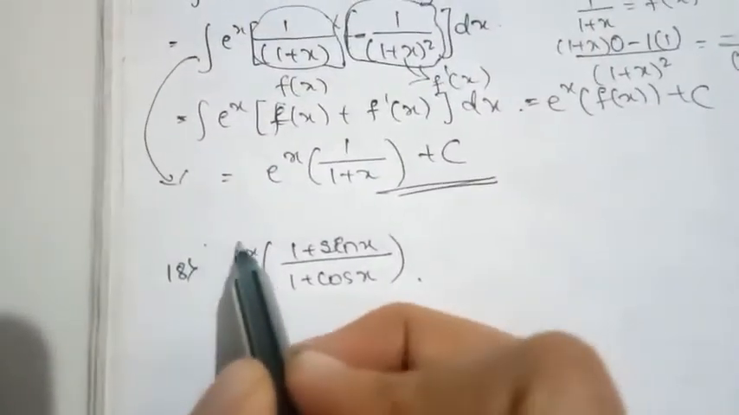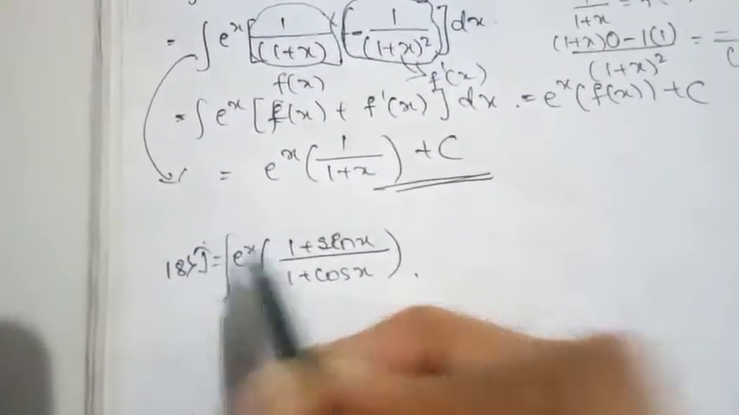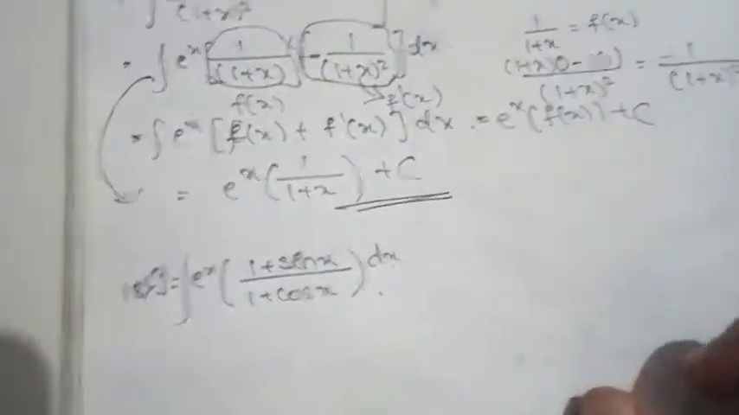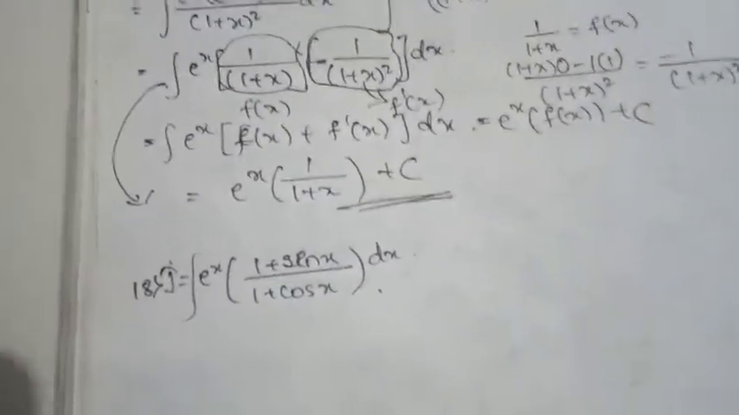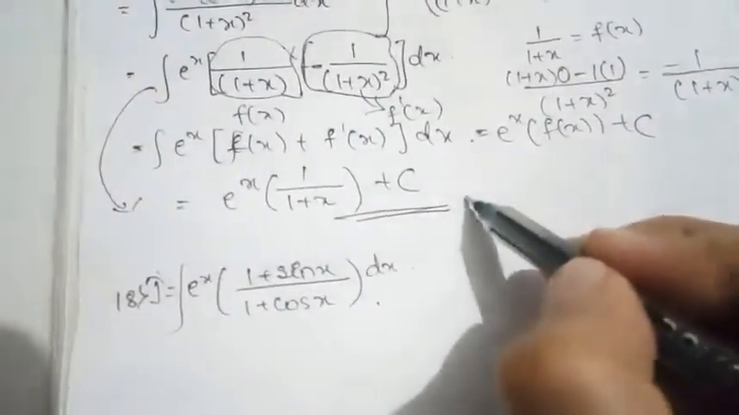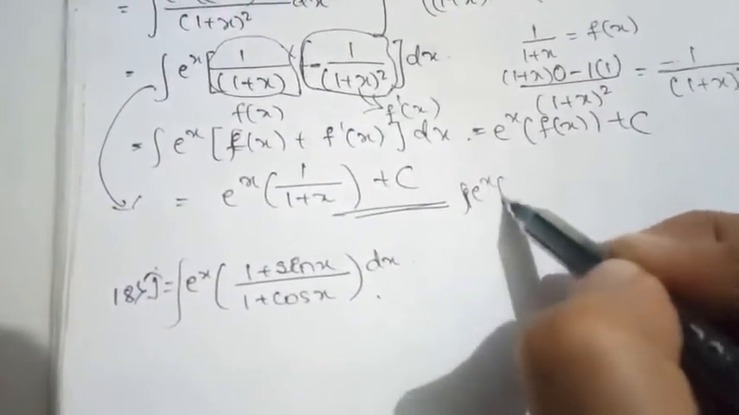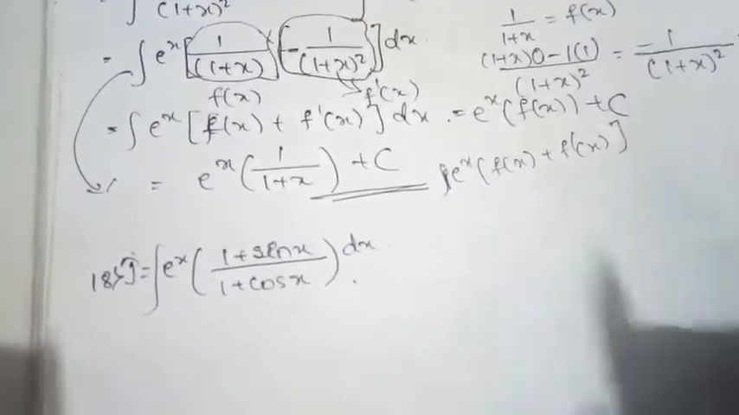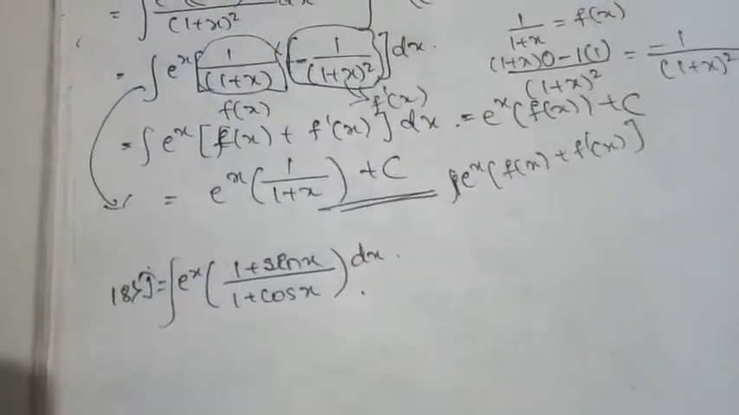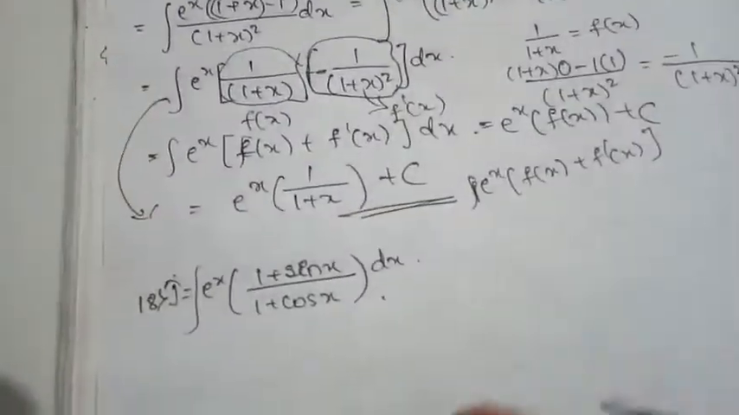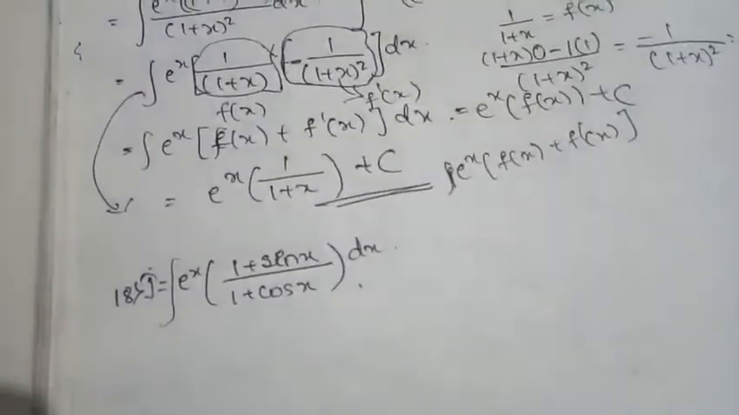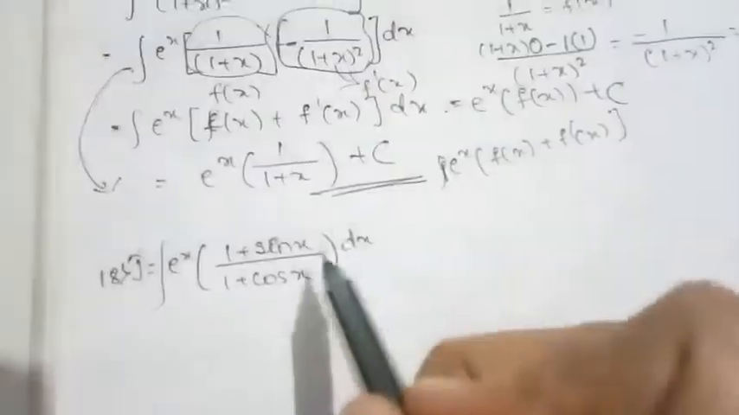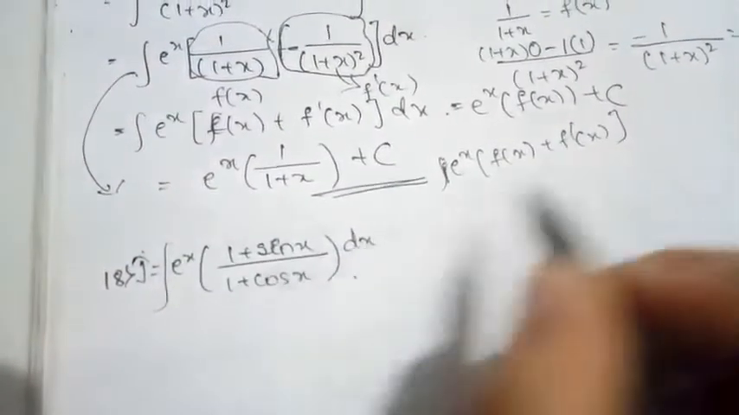The next question is e power x into 1 plus sin x divided by 1 plus cos x. First thing I am doing is considering this one as equal to I. As I said in the beginning itself, for the integral of the form e power x into f of x plus f dash of x, it is very hard to recognize whether the given question is in this form or not. So you can see the level of difficulty as we move on with solving the problems. Here this question is in this form, but at first sight we cannot identify that.